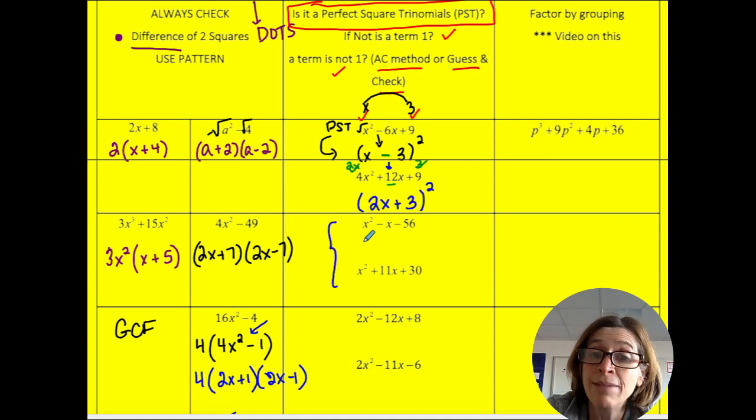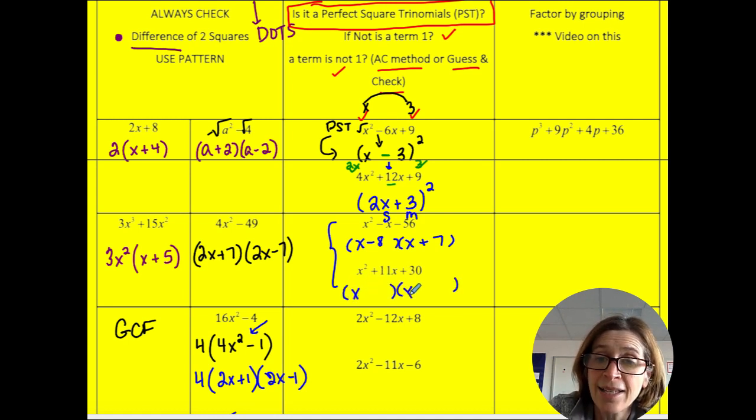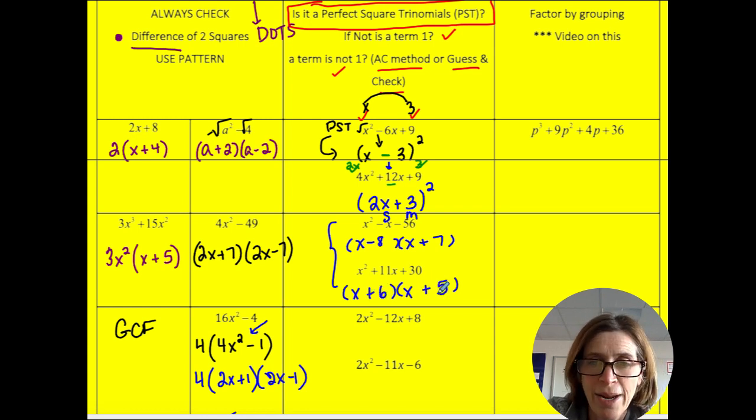These 2 examples, A is 1. All right, so we're looking for the sum and the product, so sum product. So 2 numbers that multiply to negative 56 that add to negative 1. Hopefully you're seeing that would be x minus 8 and x plus 7, because negative 8 times 7 gives you negative 56, and negative 8 plus 7 gives you negative 1. X squared plus 11x plus 30, it's going to give me x, and what, 6 and 5, x plus 6 and x plus 5. All right, moving on.